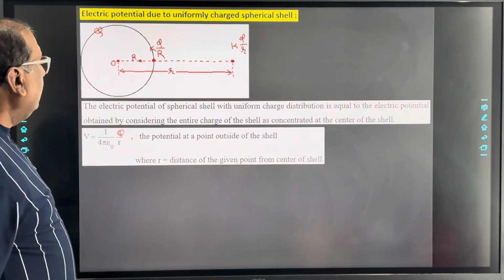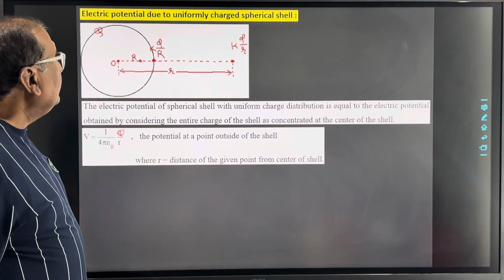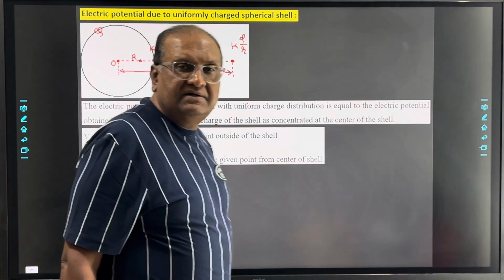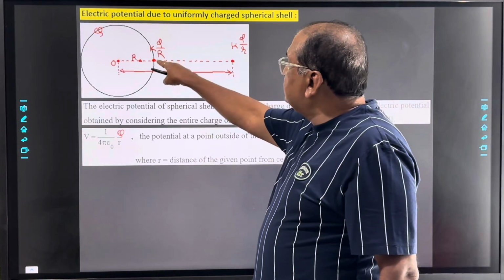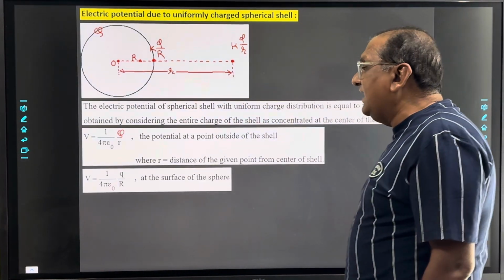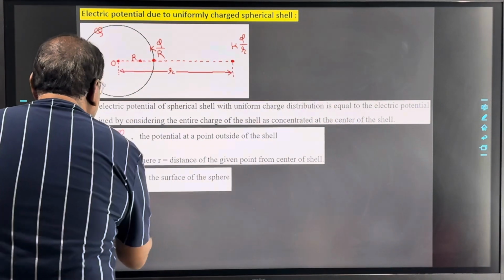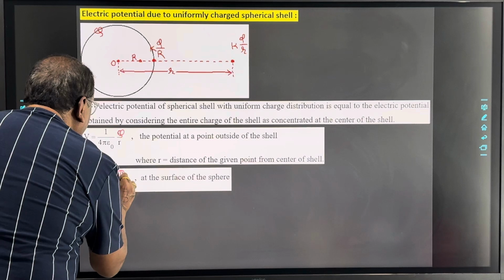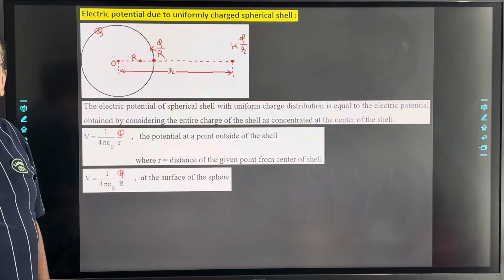Clear? Now, suppose we consider a point at the surface of the shell. Then, at the surface of the shell, the distance from the center is capital R. So we can write the potential at the surface as 1 upon 4 pi epsilon 0 Q by R.